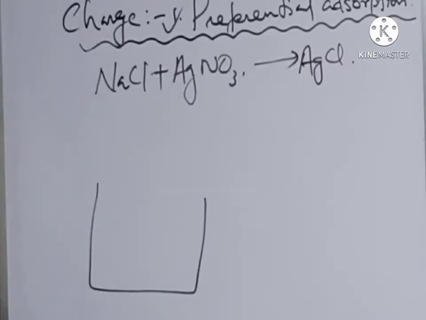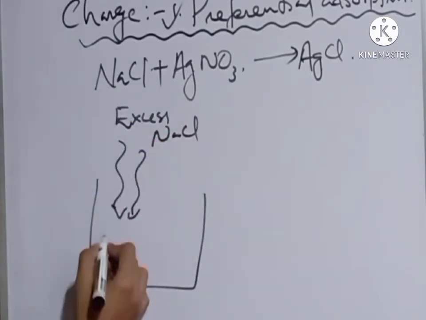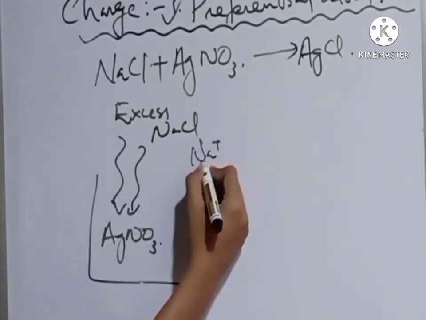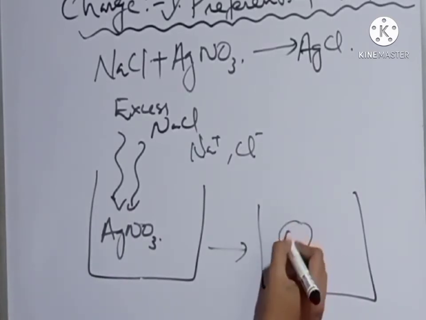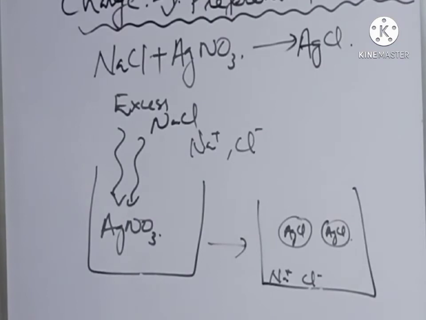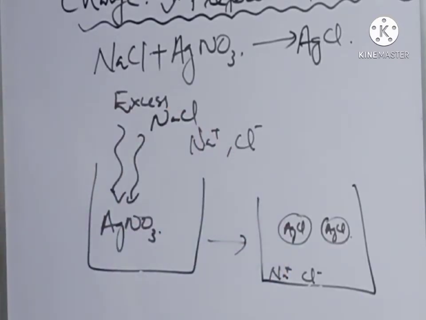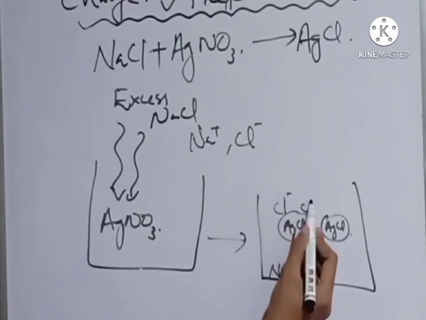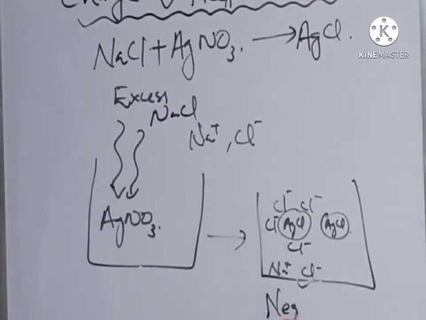On the other hand, imagine that we are adding excess of NaCl to silver nitrate solution. What are the ions present here in excess? One is Na+ ion and the next one is Cl- ions. So, when the colloid is formed, AgCl colloidal particles are there. In addition to that, Na+ and Cl- ions are also present in trace amount. Among Na+ and Cl- ions, the silver chloride particle shows more attraction towards Cl- ions. So, a layer of Cl- ions will be formed over the colloidal particle. So, here the colloid will act as a negative colloid.